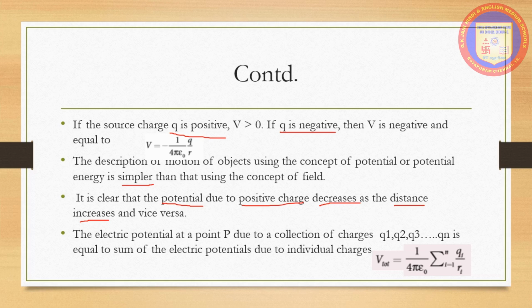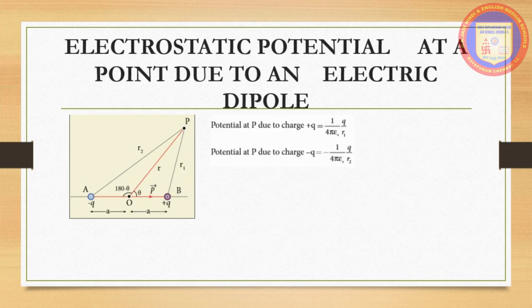Next, an important derivation: electrostatic potential at a point due to an electric dipole. Consider two equal and opposite charges separated by a small distance 2a. The point P is located at a distance r from the midpoint of the dipole. Let theta be the angle between the line OP and dipole axis AB. Let r1 be the distance of point P from plus Q and r2 be the distance of the point P from minus Q.